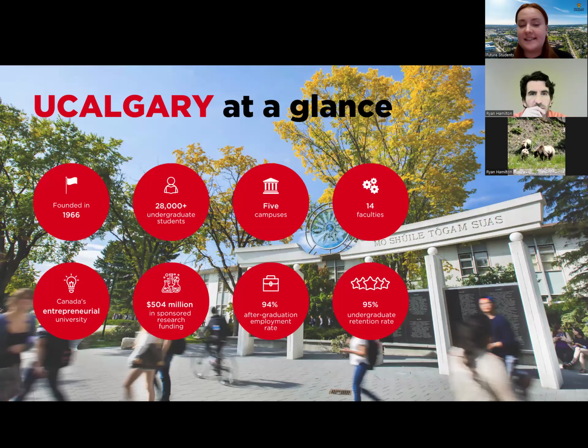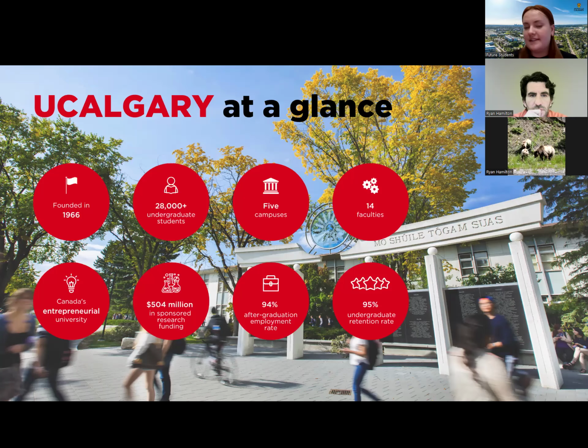So we were founded in 1966, which means we're not even 100 years old yet. But we do have 28,000 undergraduate students, 5 campuses, and 14 faculties. So we're quite a big university in Canada. We are Canada's entrepreneurial university as well. We've got quite a bit of money when it comes to research funding.